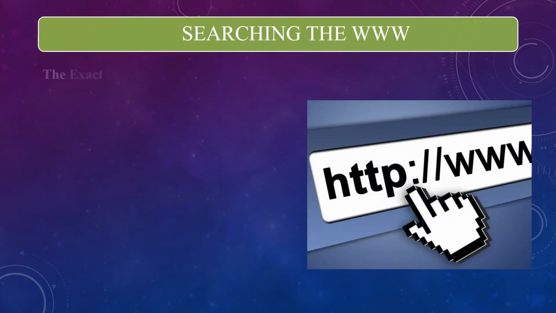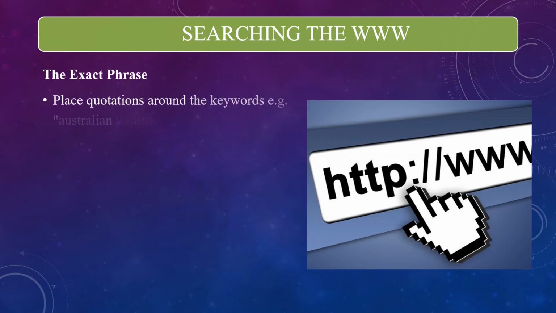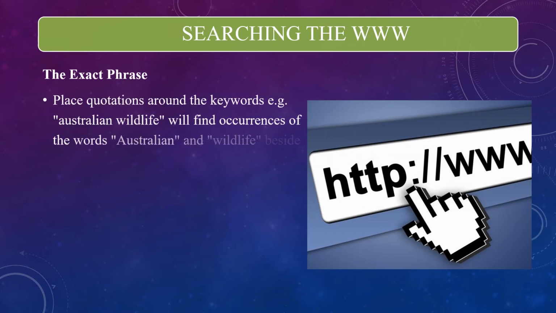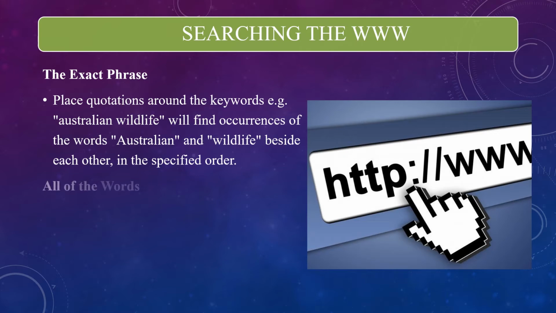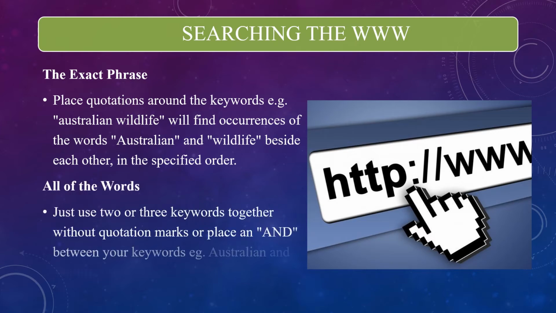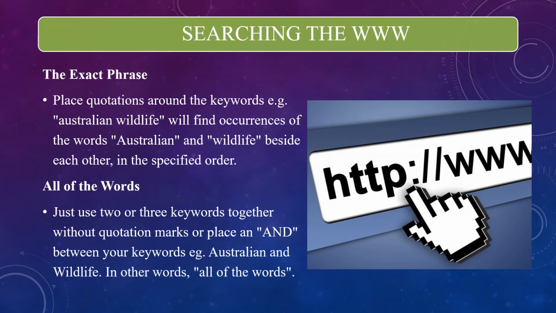The exact phrase. That means place quotations around the keywords, like "Australian wildlife", will find occurrences of the words Australian and wildlife beside each other in the specified order. The next is all of the words. Just use two or three keywords together without quotation marks or place an "and" between your keywords, example Australian and wildlife. In other words, all of the words.